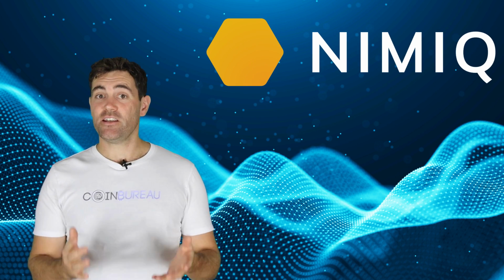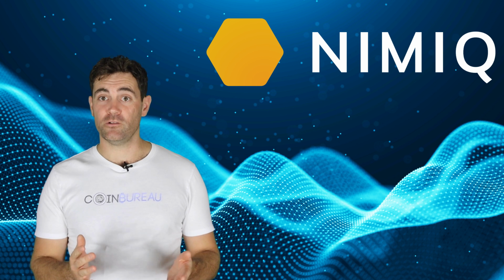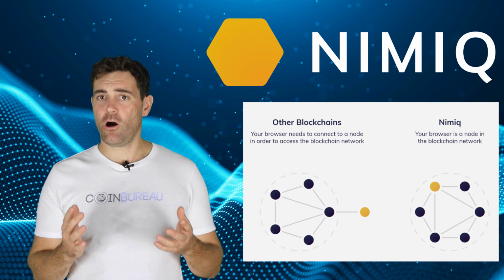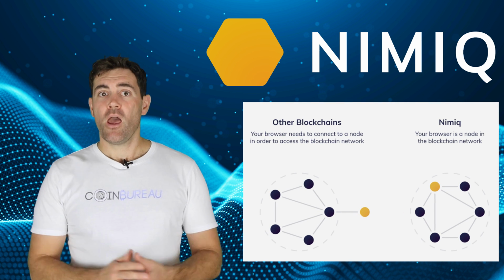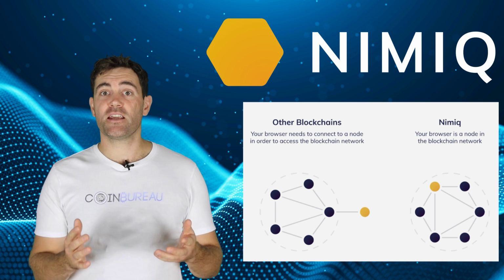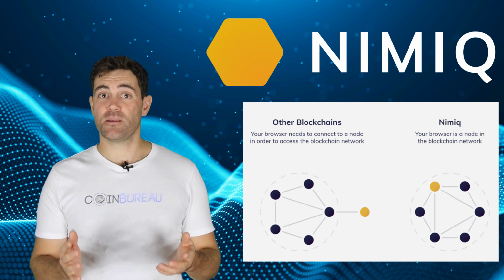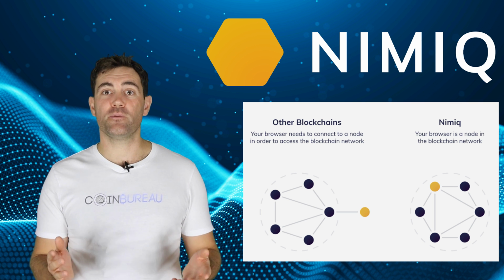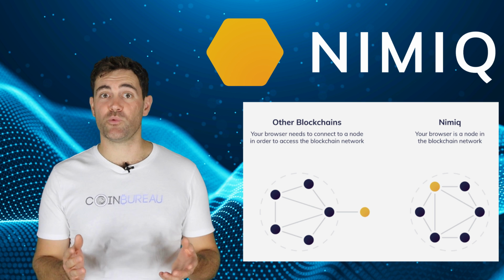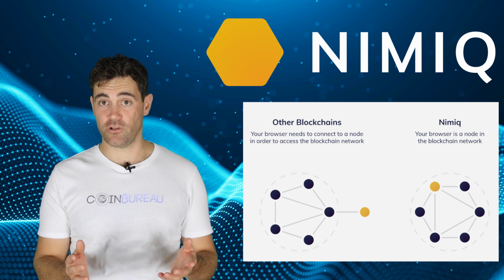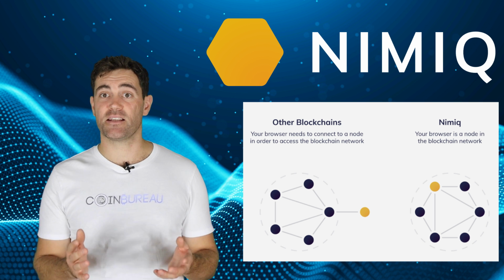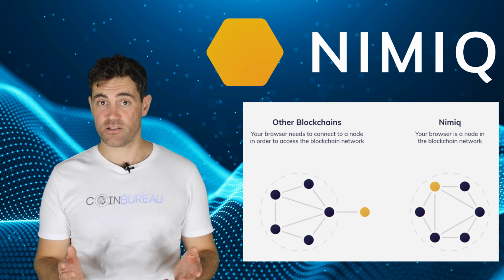Nimiq is a censorship-resistant payment protocol that is native to the web. So, how has Nimiq been optimized for this? Well, for other blockchains like Ethereum and Bitcoin, your browser needs to connect to a node in order to access the blockchain network. For most people, it's simply not practical to set up your own node, as this requires hardware and a significant amount of technical knowledge. This means most users are dependent on other nodes to access the Bitcoin or Ethereum networks.